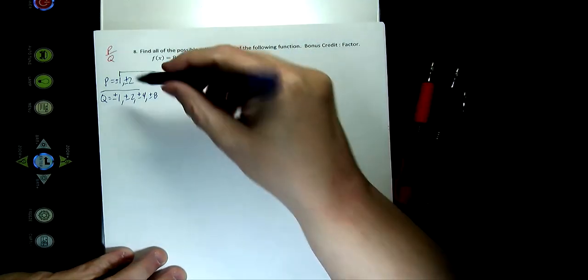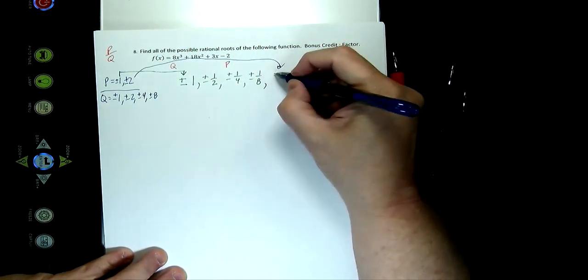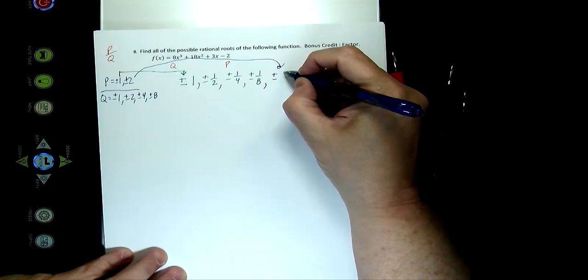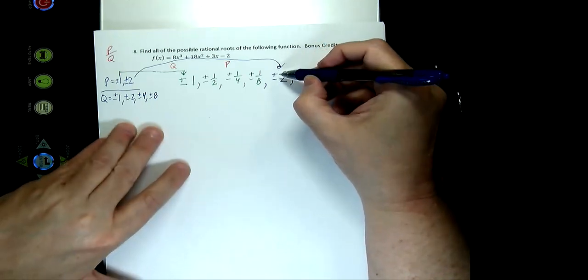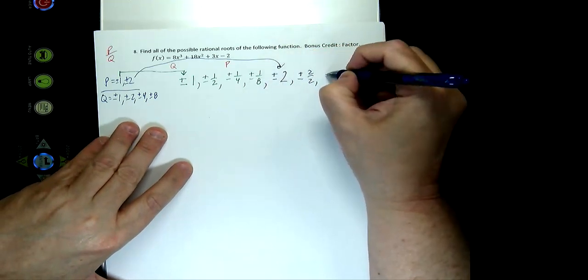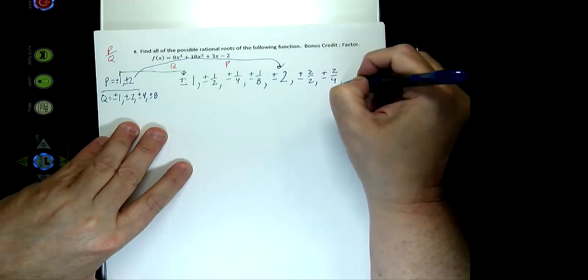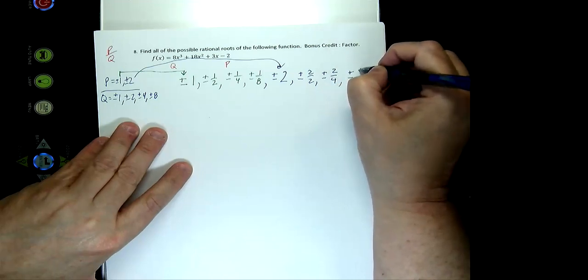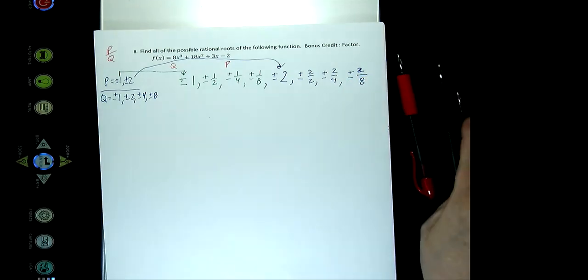And then if I do the 2's, I got plus or minus 2 over 1, which is just plus or minus 2. Plus or minus 2 over 2. And I'll just write these out and I'll simplify in a second, just to make sure everyone's on the same page before I start going what matches up.